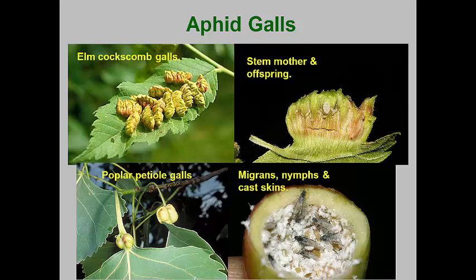The poplar petiole gall aphid has spring stem mothers that produce a ball-shaped gall on poplar and aspen leaf petioles. These galls have a slit for the summer adults to escape and fly to plants that are in the cabbage family. Again, the summer aphids feed on the roots of those cabbage plants until the fall, when sexuals are formed again that fly back to the poplars.